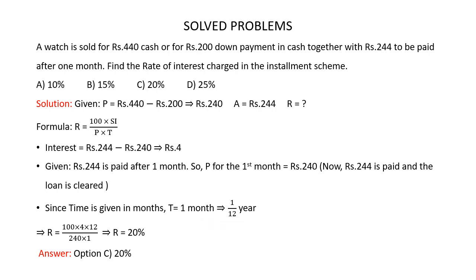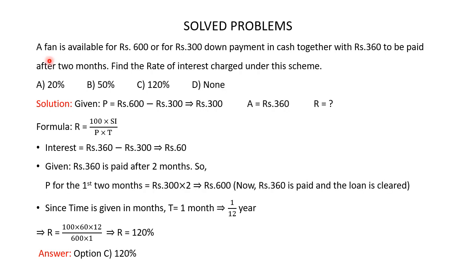Now substituting all these in the formula here, we get R is equal to 100 multiplied by 4 divided by 240 multiplied by 1 by 12. On solving this, we get R is equal to 20, which means rate of interest is 20% per annum. So the correct answer is option C, 20%.